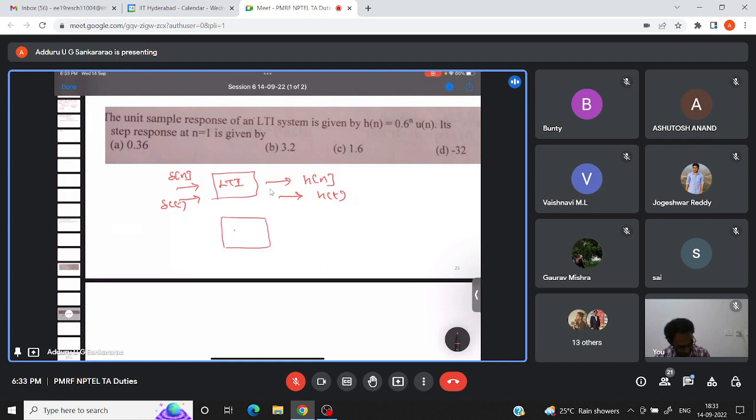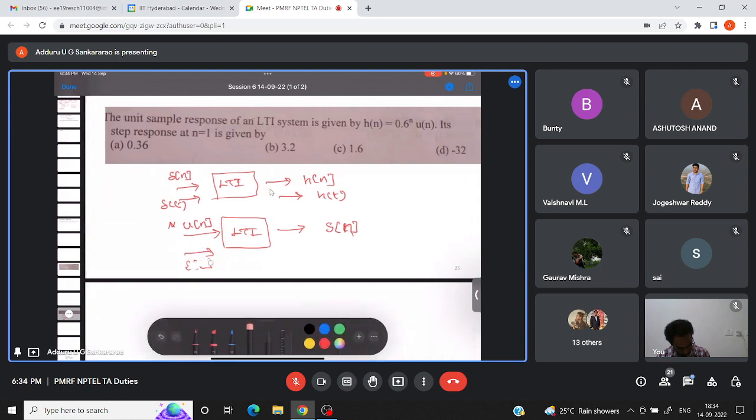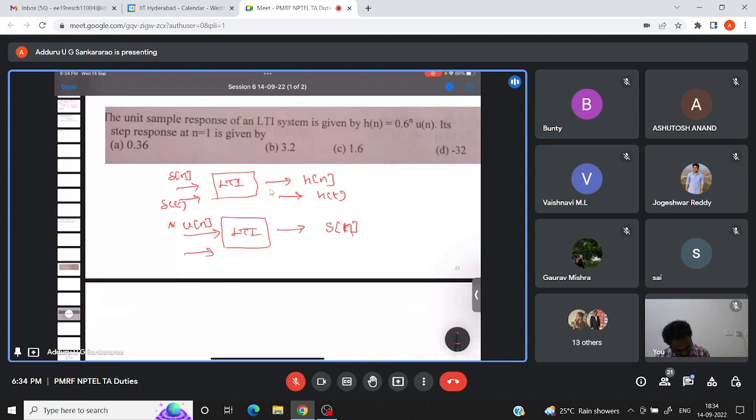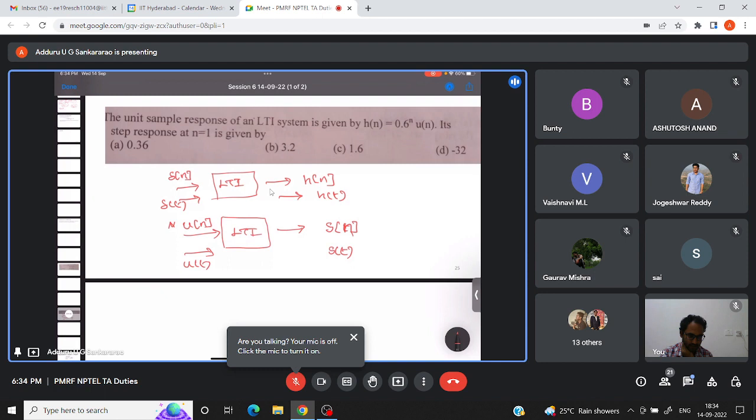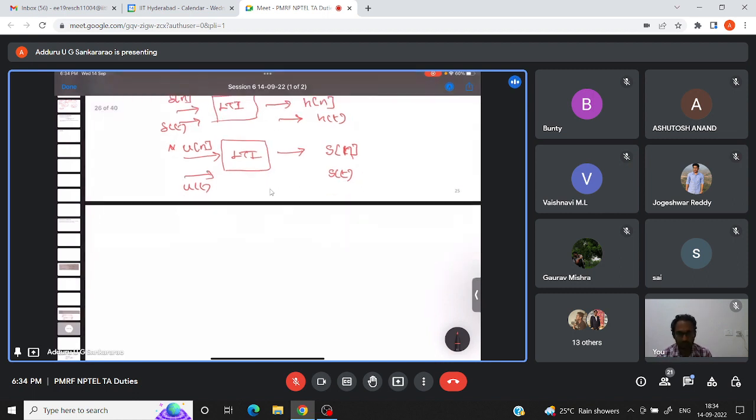Similarly, if I give a step as input to the LTI system, then what you get at the output is nothing but the step response, s of n, or suppose for the system I am giving u of t as input, then the output you get is the step response. For an LTI system, if we give an impulse as input, we get the impulse response, and if we give a step as input, we get the step response. So if you know the impulse response of an LTI system, then we can find out the step response.